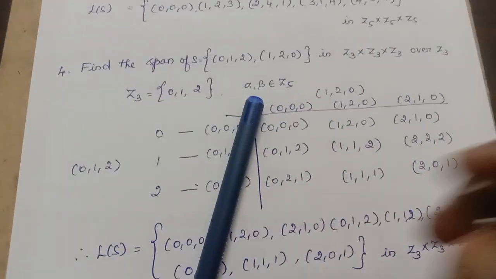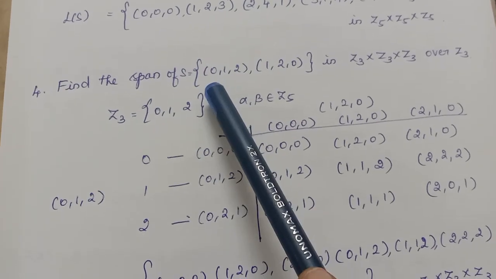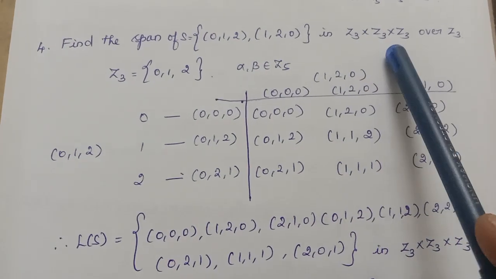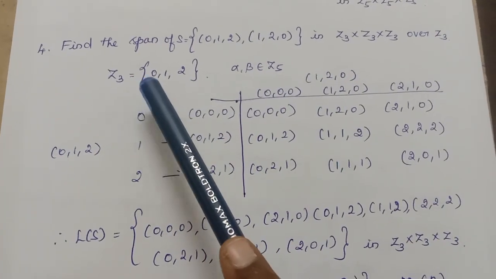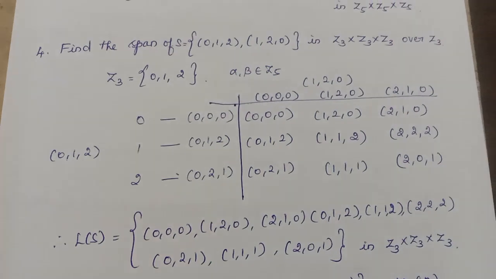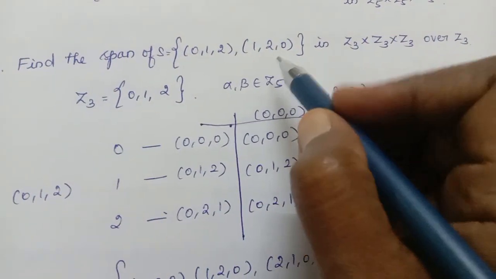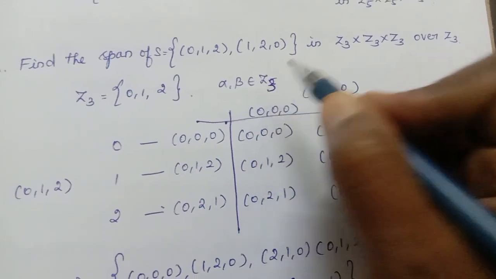Here we have few more elements. Find the span of the set S equal to {(0, 1), (2, 1), (2, 0)} in Z3 cross Z3 over Z3. So what is Z3? It is containing the elements only 0, 1 and 2. Okay, so let us take, here only 2 elements are given, no? Let me take only alpha and beta from Z3, not Z5, Z3.